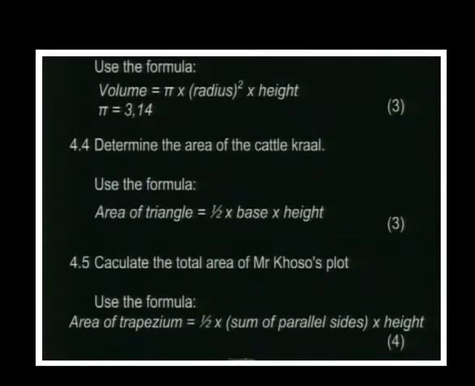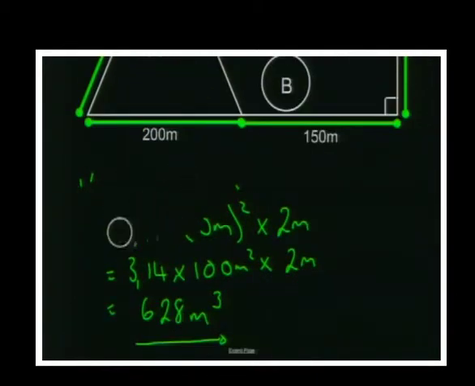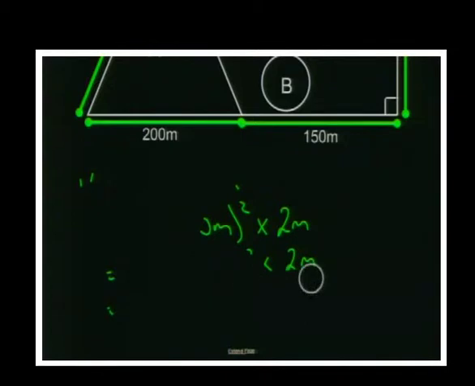Right, let's have a look at our next question. Now, our next question, question 4.4. Determine the area of the cattle kraal. Use the formula, area of a triangle is half the base times the height. So let's do this quickly. I'm going to rub that out so we've got some space to do the next question.